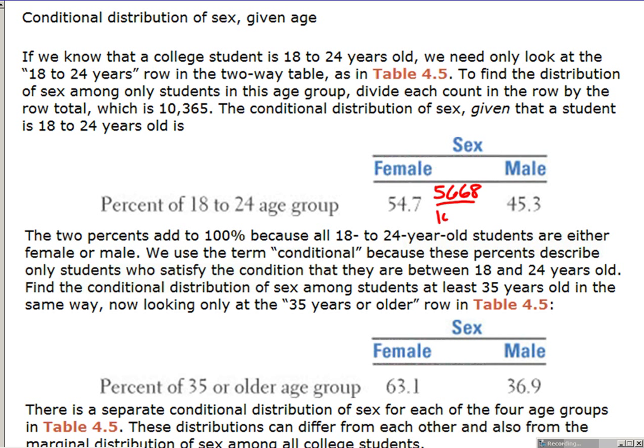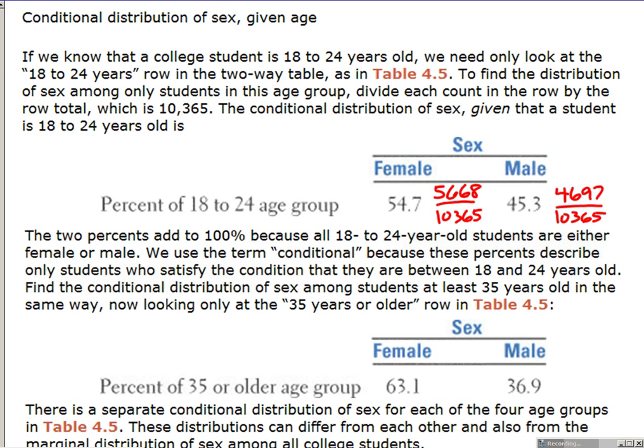5,668 divided by 10,365. Males, I look at the males in the 18 to 24 group. There were 4,697 of them, divided by that row total, which is 10,365. The percents add to 100 because all 18 to 24 year old students are either male or female.